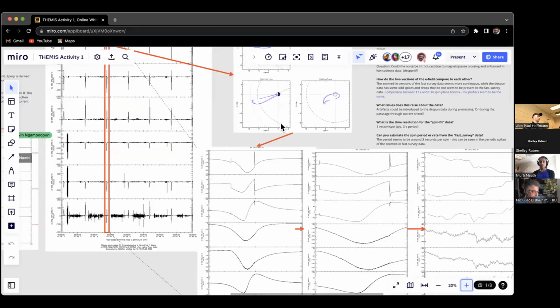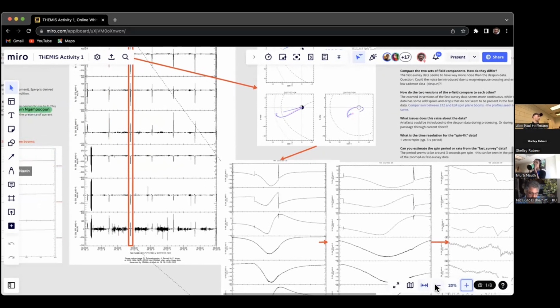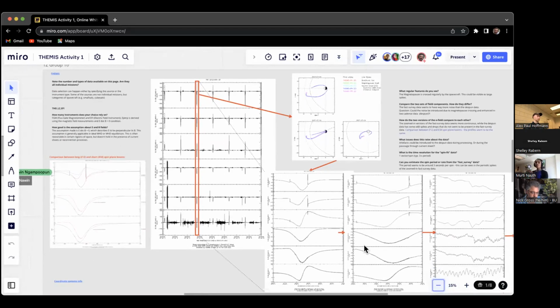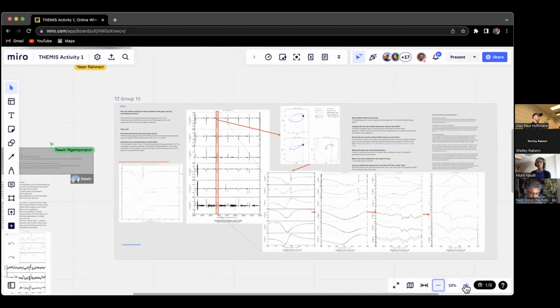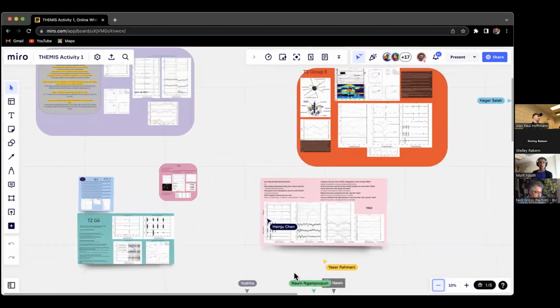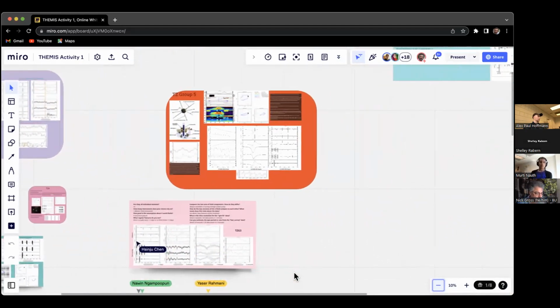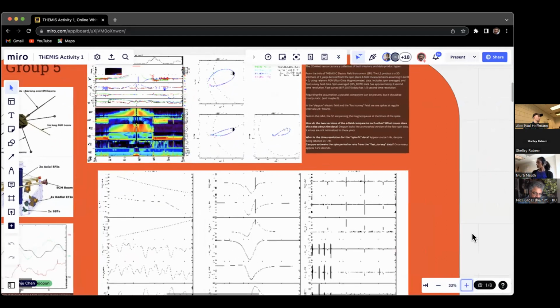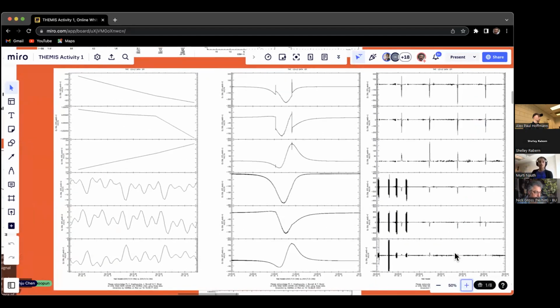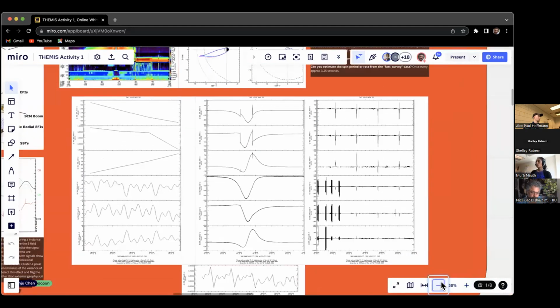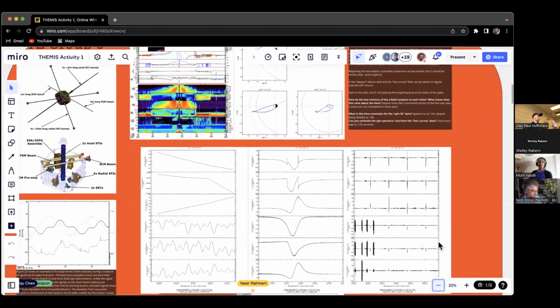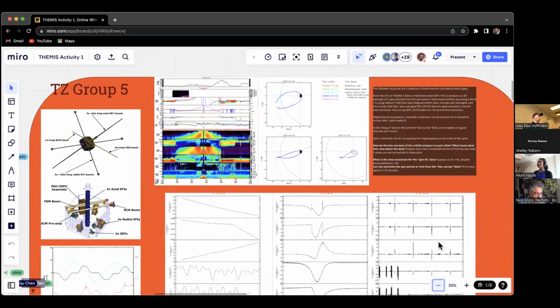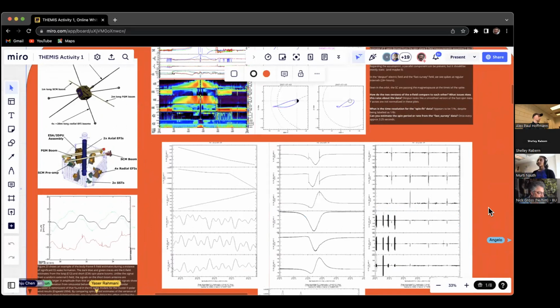We can all go to the... thank you, Shelley. We can all go to the Miro board, but I'm going to share my view right now. Let's see. Yeah, so you're all looking at similar sorts of things going on, of course, because I directed you to the same general thing. Oh, we've got a very complete poster from Time Zone Group 5.